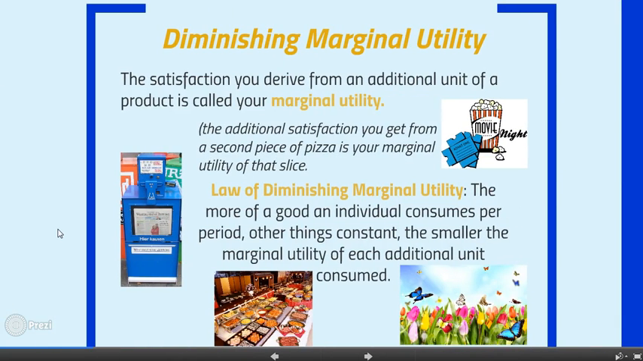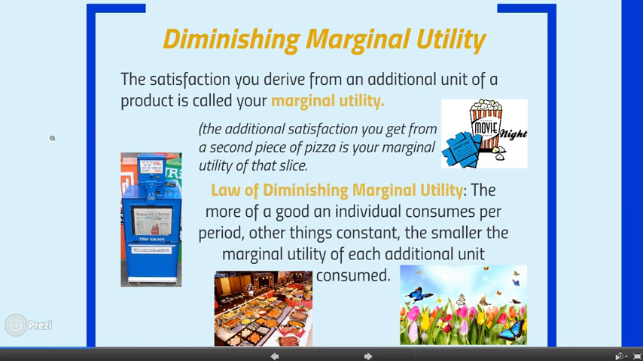Diminishing marginal utility. Remember, utility is happiness. Diminishing, happiness. So marginal, it's like as you do something, your happiness would decrease. Basically, the satisfaction you derive from an additional unit of product is called your marginal utility. It's your happiness. The additional satisfaction you get from a second piece of pizza is your marginal utility of that pizza.